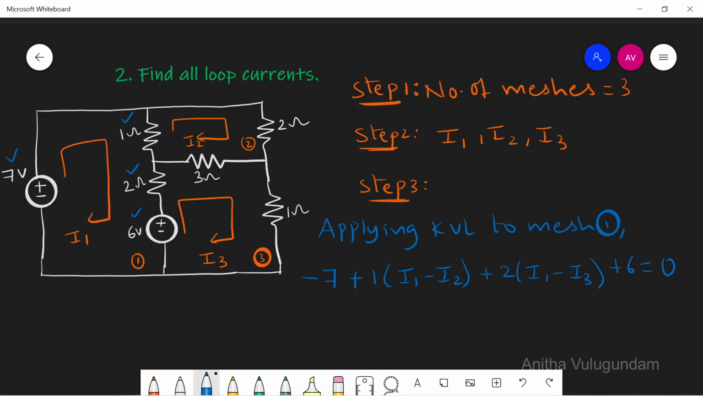By rewriting this equation, 3I1 minus I2 minus 2I3 equal to 1. Let this be equation number 1.